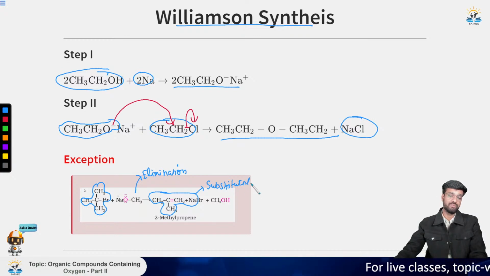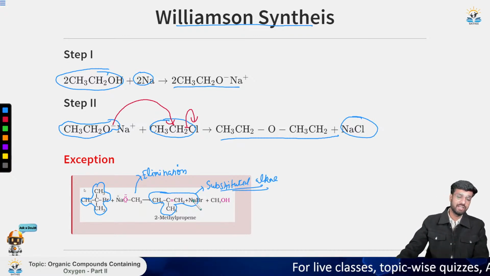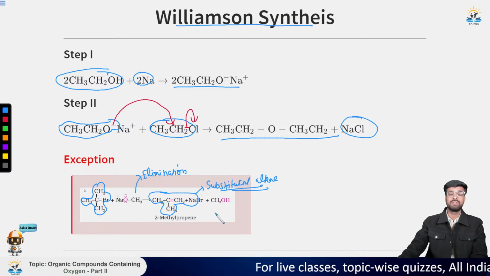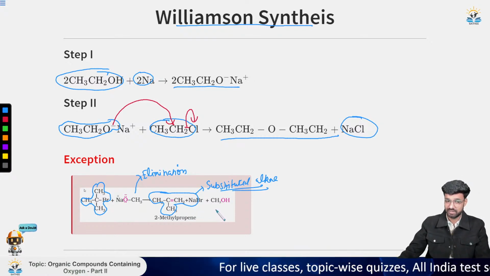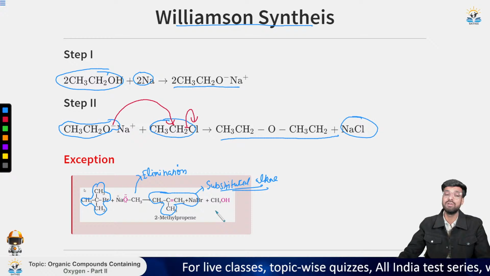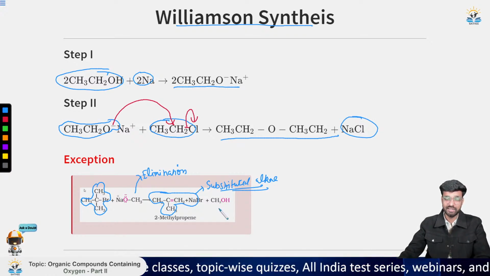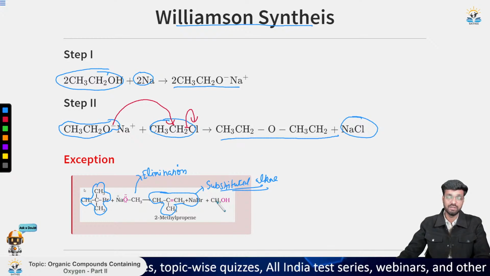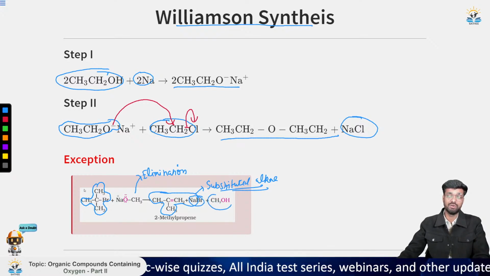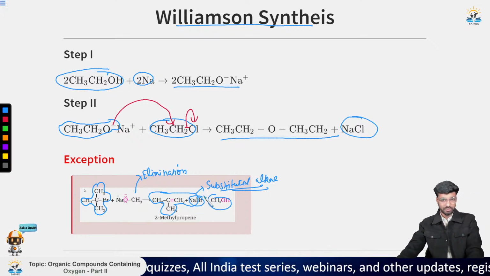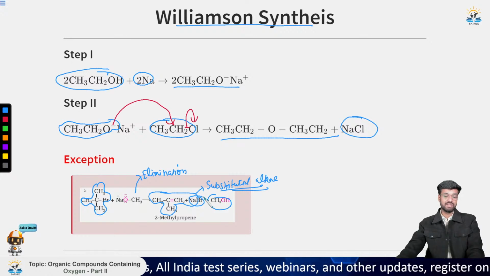So this is a very important point. It should be kept in mind that if we take a 3-degree bromide and do the Williamson synthesis, we will not get our ether product. So it is not a Williamson synthesis at all. It will simply give you an alkene, and not only alkene, it will give you a substituted alkene, plus we will get NaBr and an alcohol. So this is the Williamson synthesis in all.